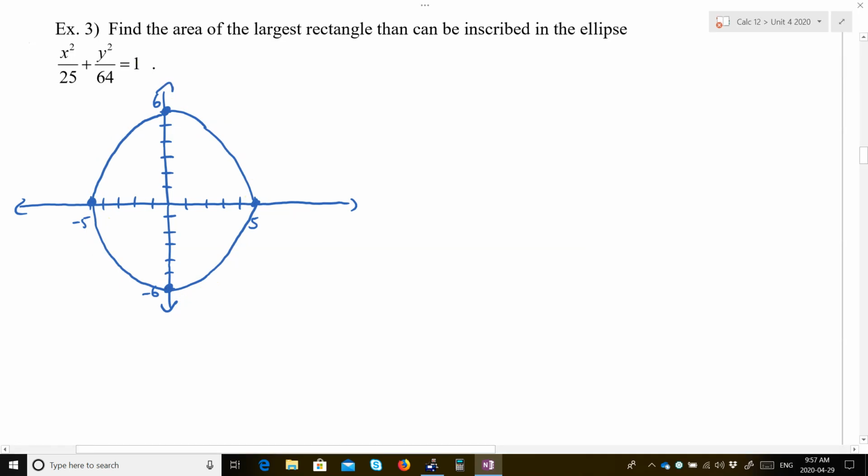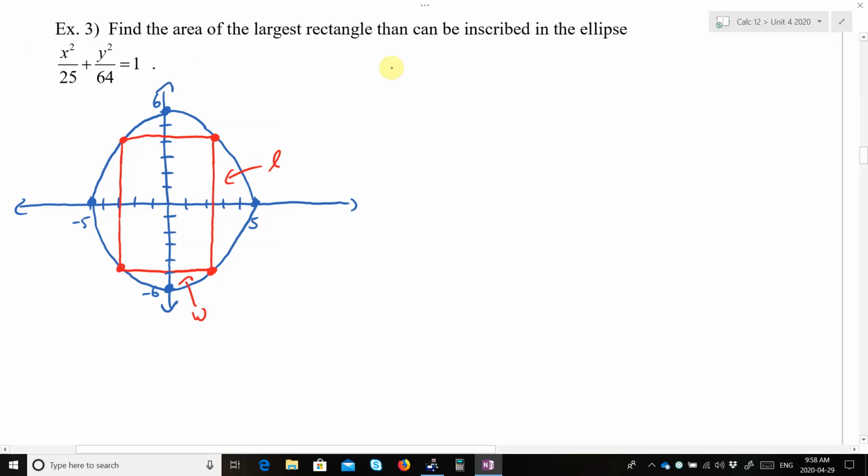And we find the area of the largest rectangle that can be inscribed in the ellipse. So inscribed means that all 4 corners are touching the ellipse. So we would have a rectangle like this. And so the width of the rectangle is this, and the length of the rectangle is there.